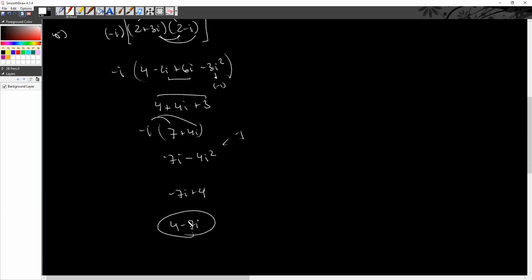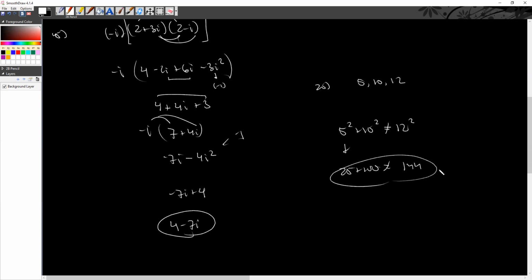Number 20, please. Yes. Sure. Are they Pythagorean triples? Show your work to verify your answer. All right, 20. They give you 5, 10, and 12. I know it's not one, but I don't know how to explain it. Got it. 5 squared plus 10 squared does not equal 12 squared, right? Then that's how you do it. So 25 plus 100 does not equal 144. And that would be your proof. Good enough? Cool.